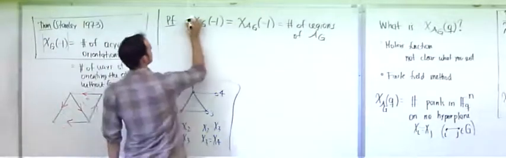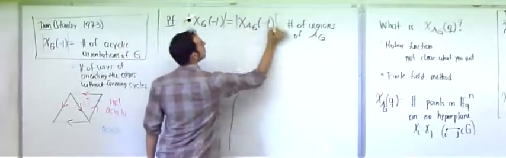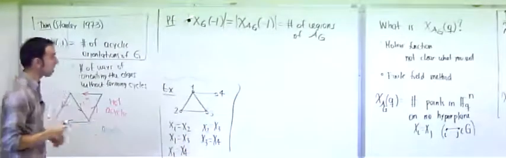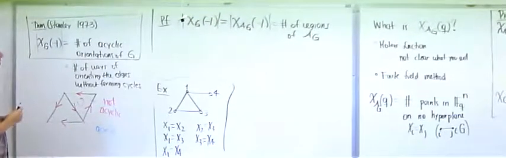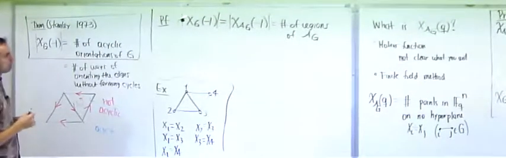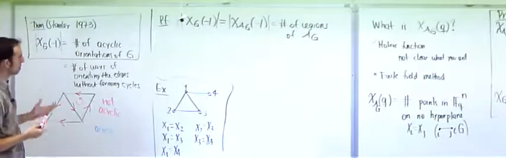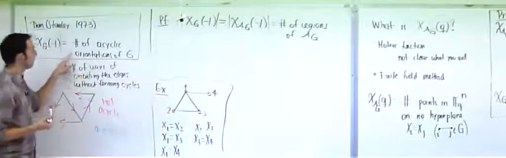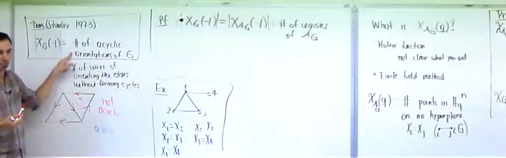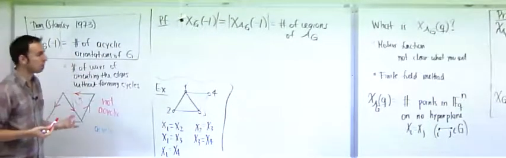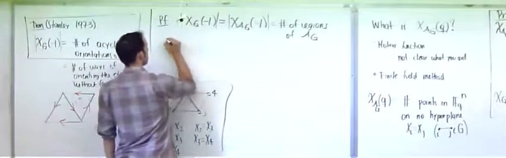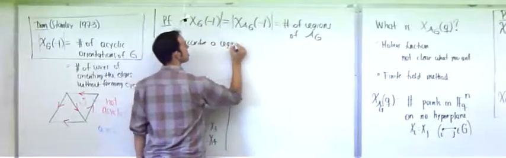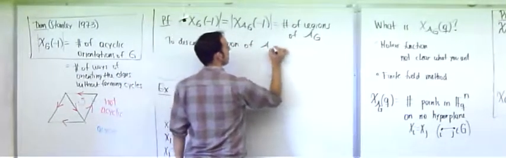With absolute values. Okay, so here we're using Zaslavsky's theorem. And then what we could try to do is figure out why the number of regions of the arrangement equals the number of acyclic orientations of the graph. Okay. Now, how do we describe a region of A_G?